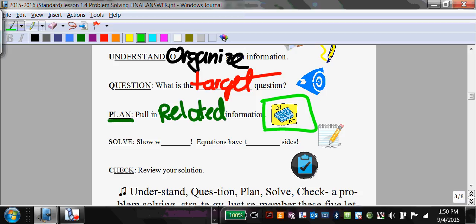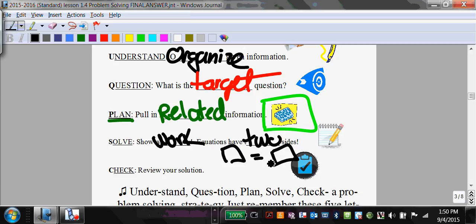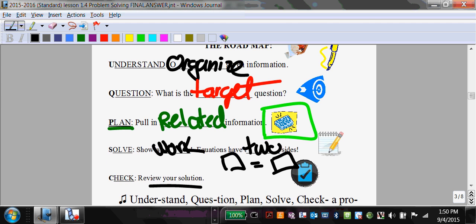So, when you solve, of course, you show your work, show your work, show your work. Equations have two sides with an equal sign. And on the check, you just review your section and you ask yourself, does this make sense? Okay, understand, question, plan, solve, check. Say it.